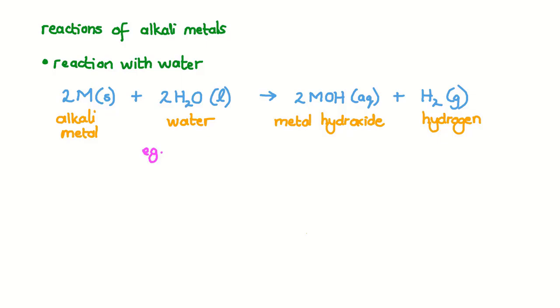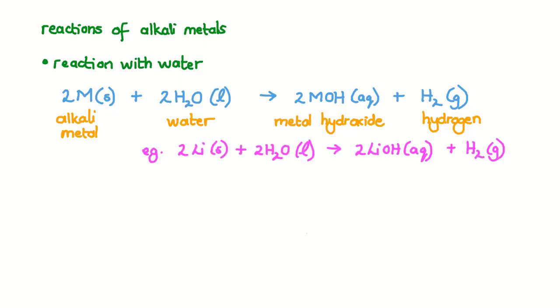Let's look at a specific example of this equation. Using lithium, we get 2Li solid plus 2H2O liquid reacting to form 2LiOH aqueous plus H2 gas. The metal hydroxides formed in this reaction are all of the form MOH. These metal hydroxide solutions are all alkaline or basic, with a pH higher than 7.